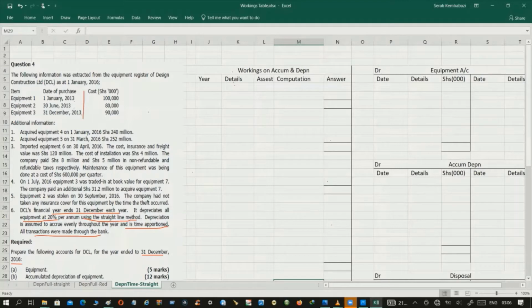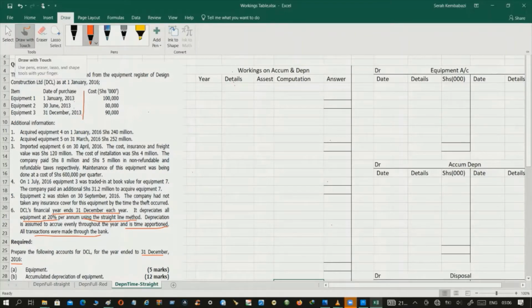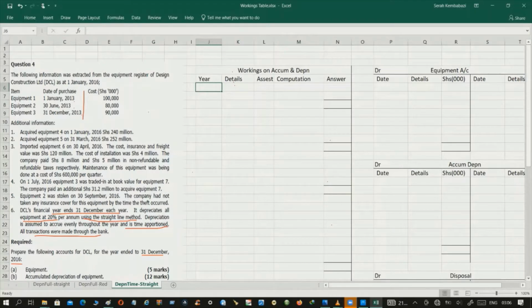2016. But remember, we've been given data starting from 2013. So in order to get the opening balances, we have to start from 2013. So let's begin. In 2013, we'll merely compute depreciation because it's the first year, so we'll have no opening balances.